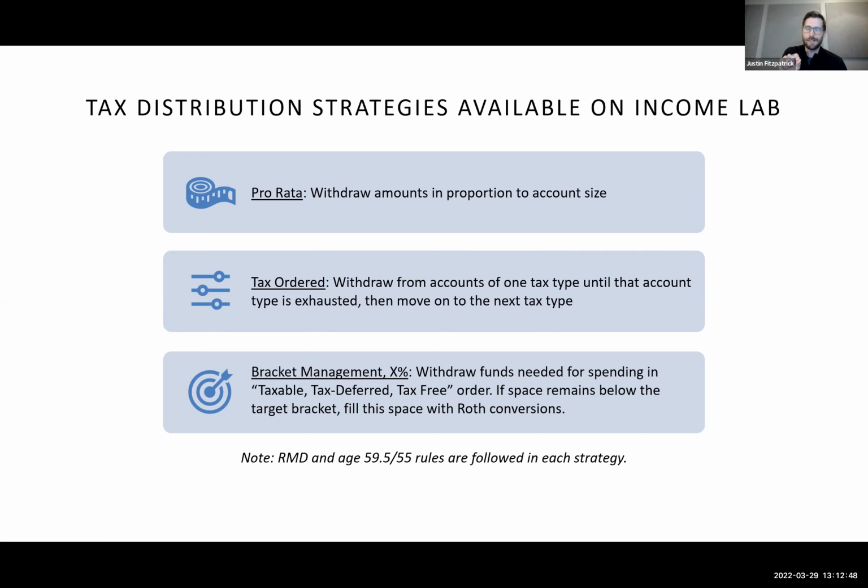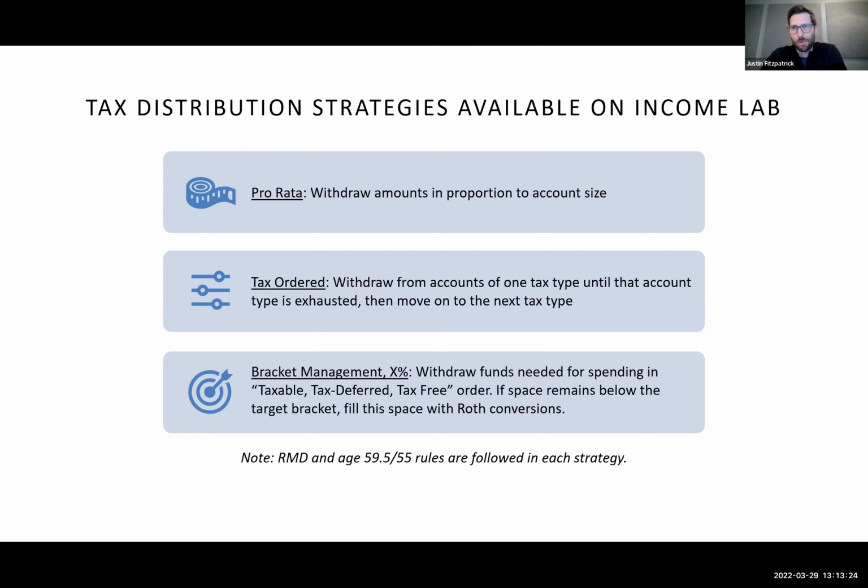bracket that's specified, and here we're talking about federal ordinary income tax brackets. If there's any space left, we will figure out how much of a Roth conversion would fill up that space. That can be fairly complex because adding Roth conversions can drag other money into taxability, things like Social Security. So it's not a trivial calculation. So that's how the three types of tax management strategies work.